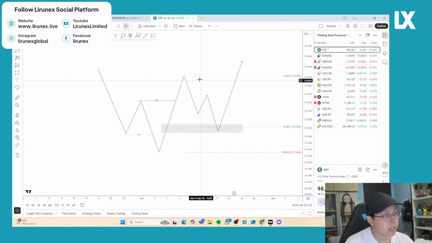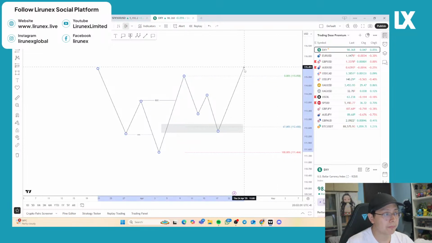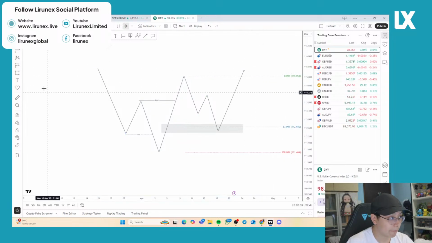And the fourth condition is simply waiting for a correction, waiting for a pullback, and then I'll be using the Fib 67 Fibonacci retracement as my entry point. The previous swing low, which is the 100% retracement, is my stop loss. And very quickly, the previous high, which is the 0% Fibonacci, is my take profit.